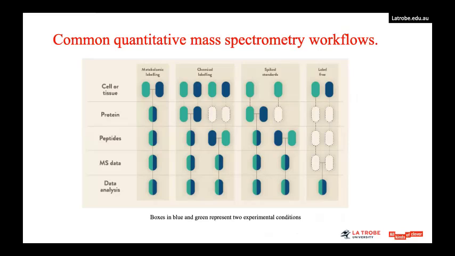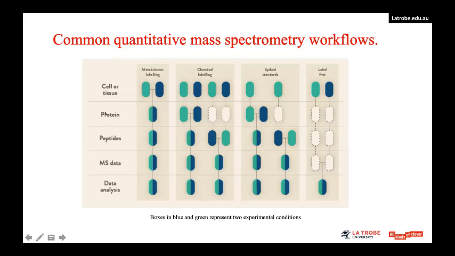This comparison can be made at different levels, either at the tissue or cell level, where you might have heard about SILAC, which is when you mix your sample very early on by growing your cells with heavy isotopes. So you will mix your sample very early on.